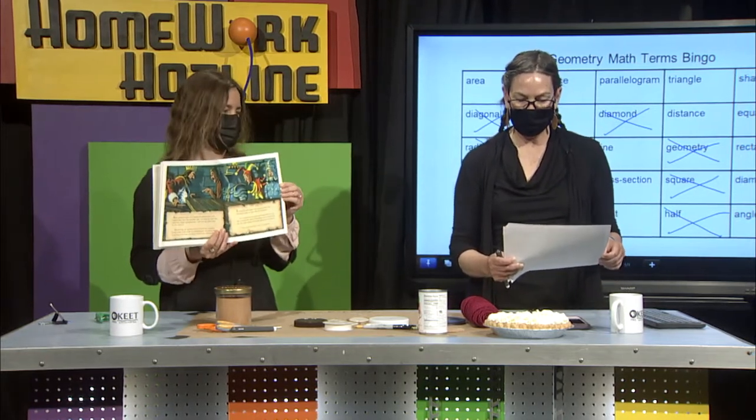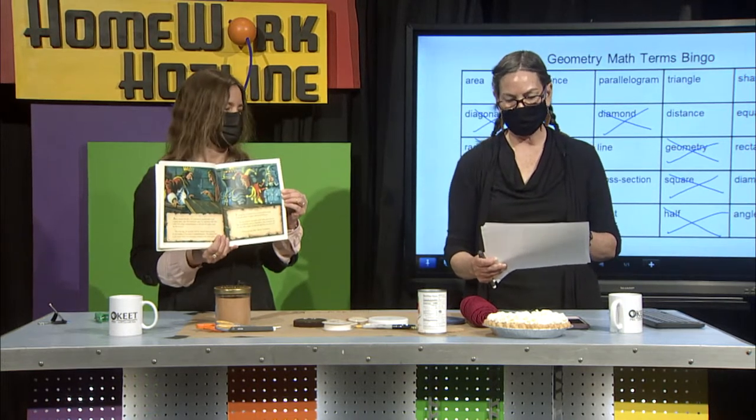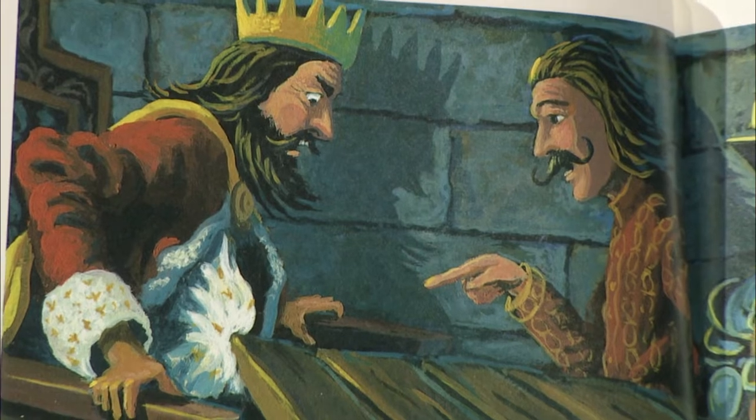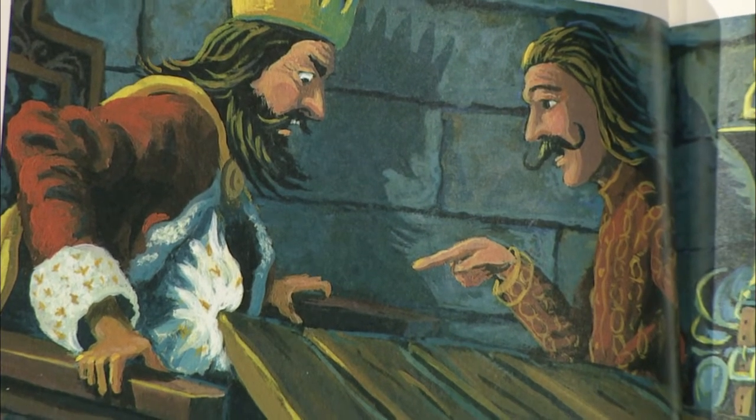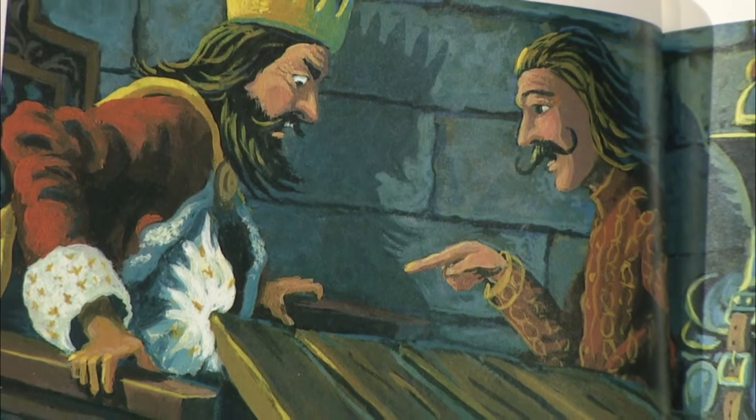"Circumference, the point of the table sticks into me like a sword. We need to think about ways to prevent war. But this table makes me feel like fighting. Can you fix it?" "I will do my best, sire," said Circumference.